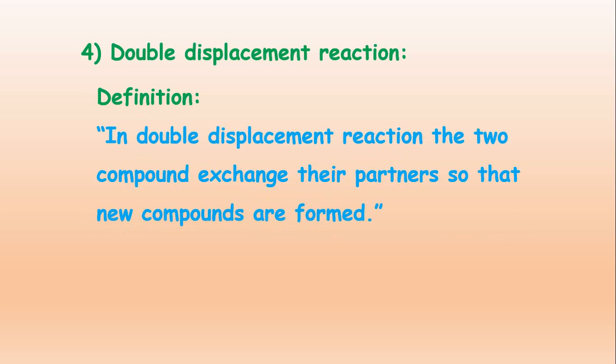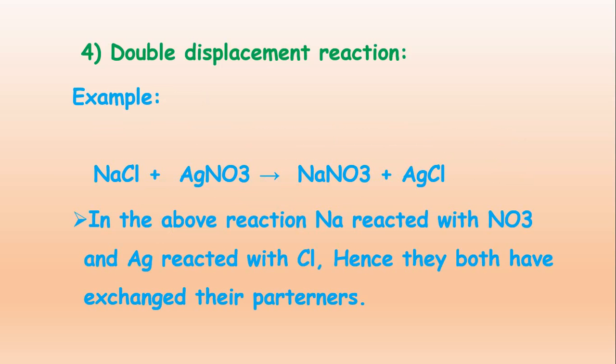Now the fourth type is double displacement reaction. In a double displacement reaction, as you know, it is the type of chemical reaction in which the two compounds exchange their partners so that two new compounds are formed. Here there will be the displacement of two atoms, or two groups of atoms. So let's look at the example.